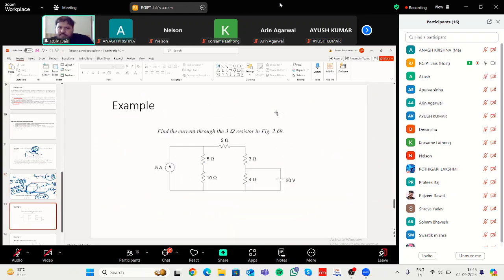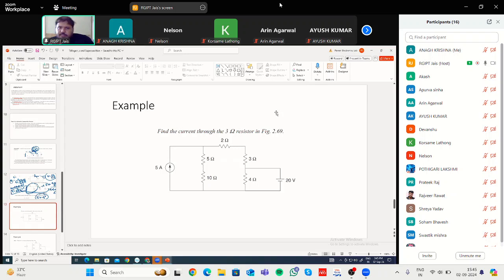Now, see this again, there are two independent sources. One is 5 ampere, the other is 20 volt. Then what you have to find is the current through this 3 ohm resistance. You can apply mesh analysis, you can apply nodal analysis and find out the current flowing through this 3 ohm resistance.